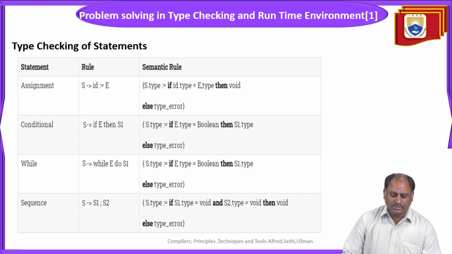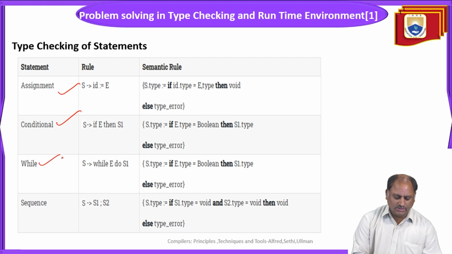Then how does the type checking action take place for statements like assignment statement, conditional statement, while statement, and sequence? So S derives ID equal to E. This is an assignment statement. Here in this assignment, what is the type of the identifier and what is the type of E? Both are to be verified, whether they are equivalent or not, has to be validated. Else error.